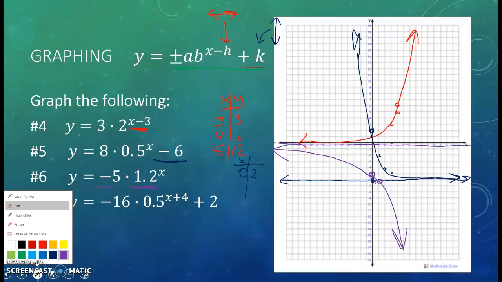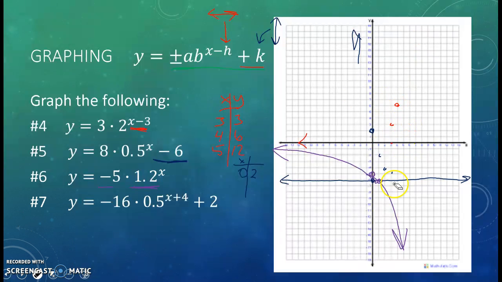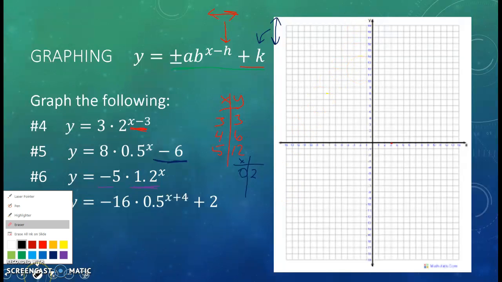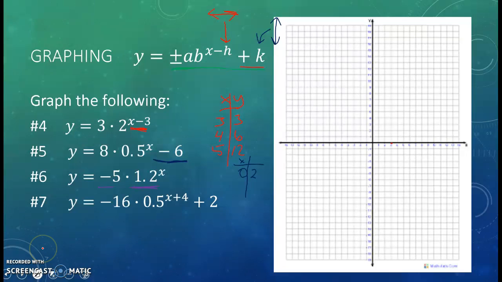All right, so let's put all of these ideas together, see if we can graph number 7. And I don't know if it's going to be easiest to do that. Maybe I'll just erase all these things here so that we can get a better idea of what's going on here. If I start all over with all of these graphs and graph just number 7, then I'm going to have something that looks like this.